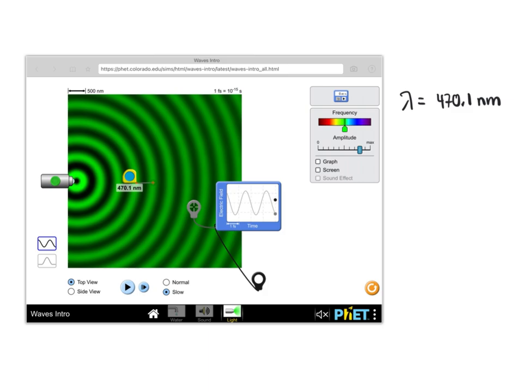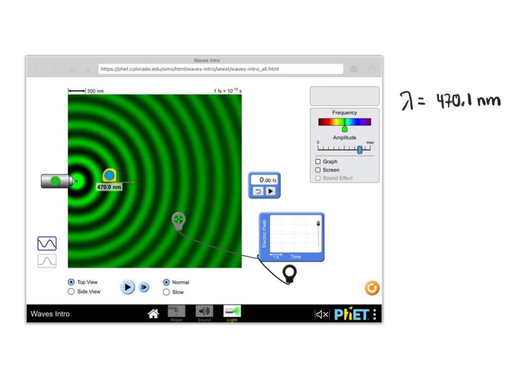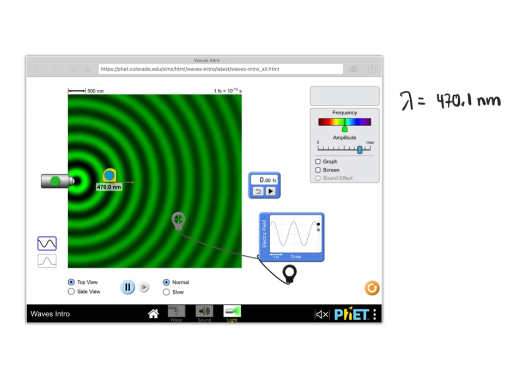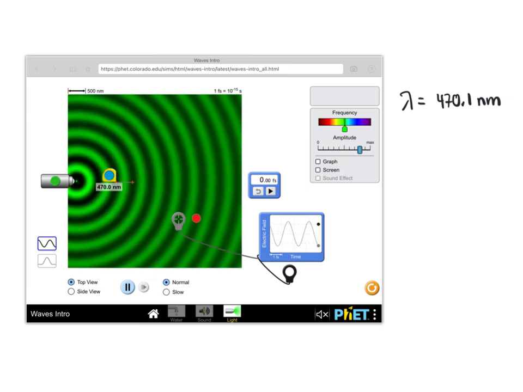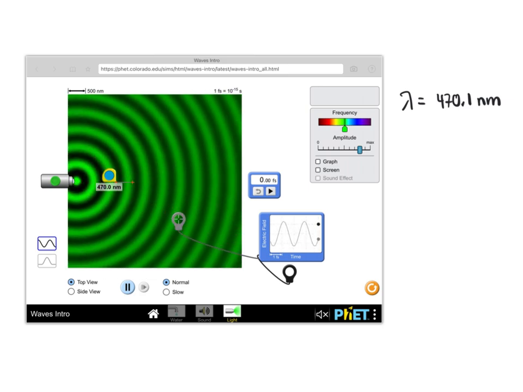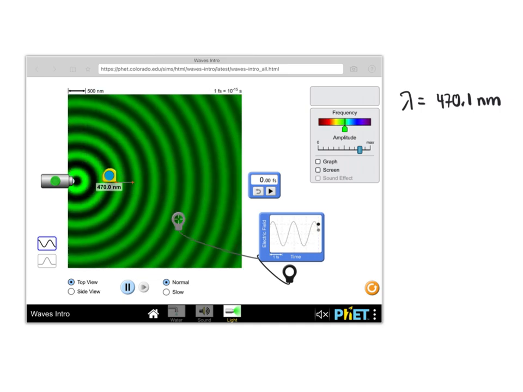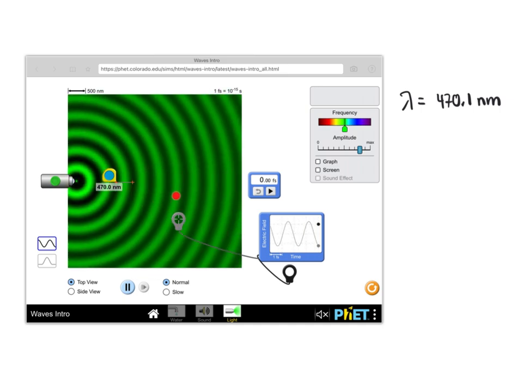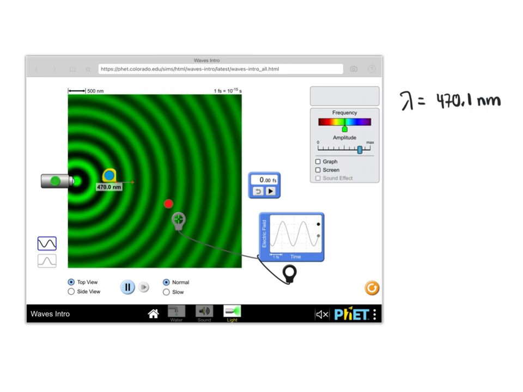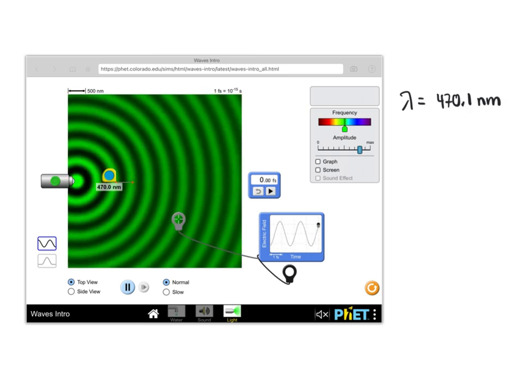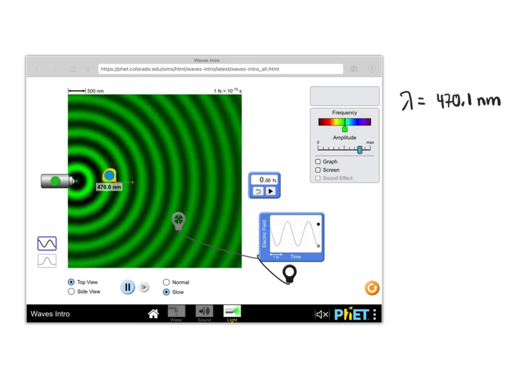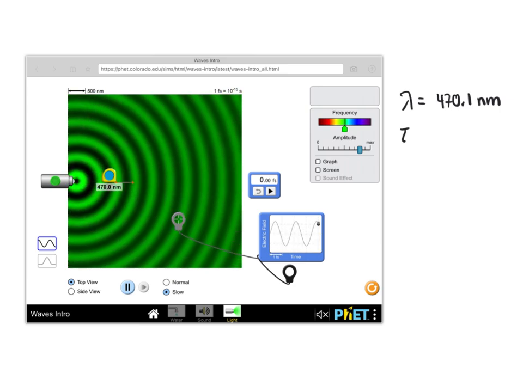Okay, so if we measure the period of this wave, let's pull out our little stopwatch and see if we can measure the period. What I'm going to do is use this guy, and when a wave passes it, I'm going to start the meter, and when the next wave crest passes, I'm going to stop the meter so that I can get the period for this wave, just like we did for the water waves.